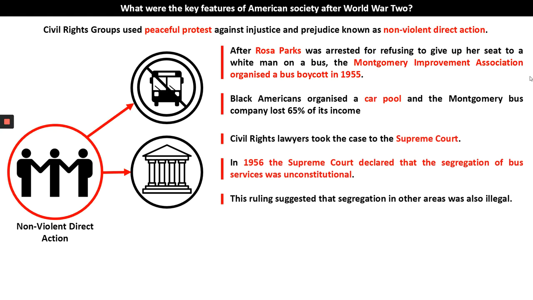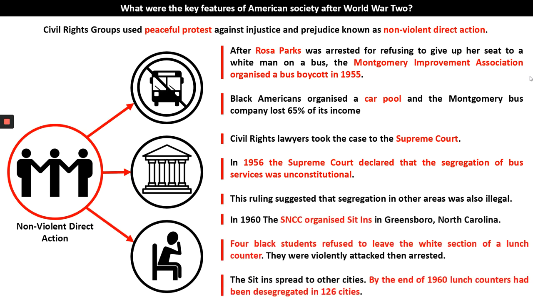Now, civil rights lawyers also took the case to the Supreme Court, the highest court in America. And in 1956, the Supreme Court declared that the segregation of bus services was unconstitutional. Just as they had done in 1954 with education, they declared that segregation was unconstitutional. And so it became very clear to the American people, both black and white, that the Supreme Court basically declared segregation to be against the laws of America. And so it suggested that segregation in other areas was also illegal. And as we'll see over the coming months and years, lots of other cases were taken to the Supreme Court challenging segregation in facilities.